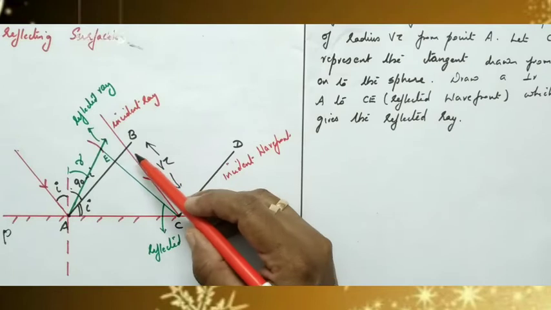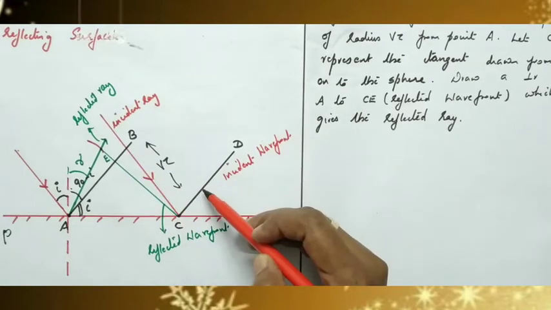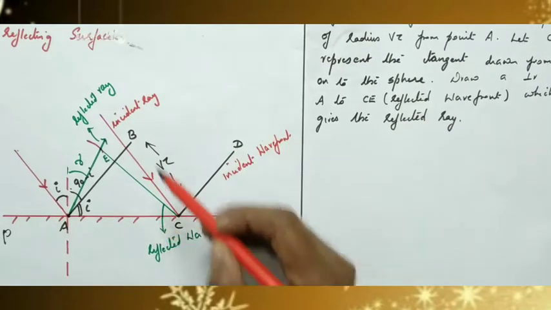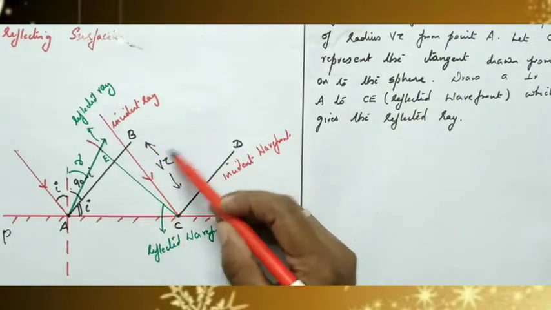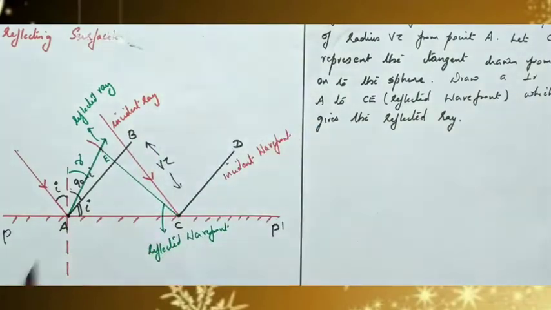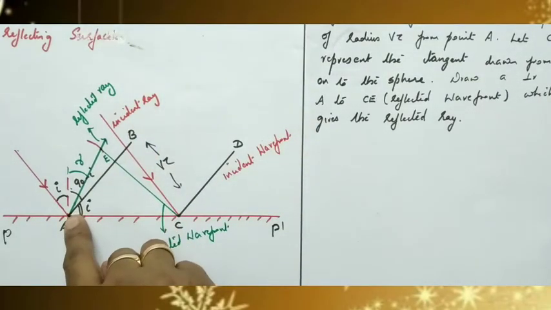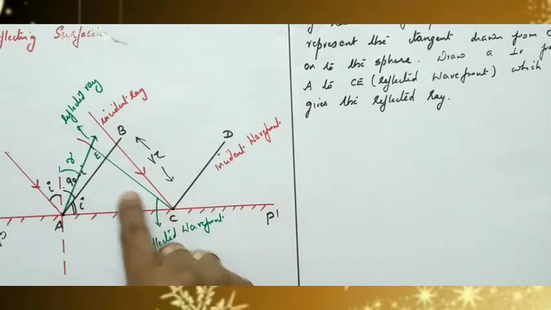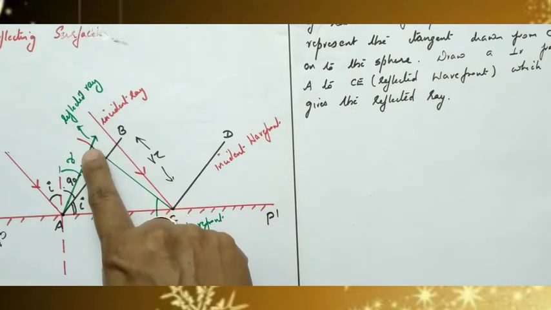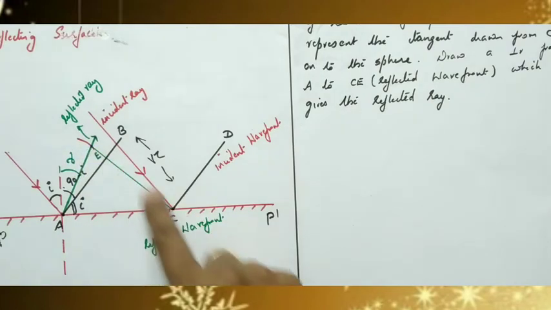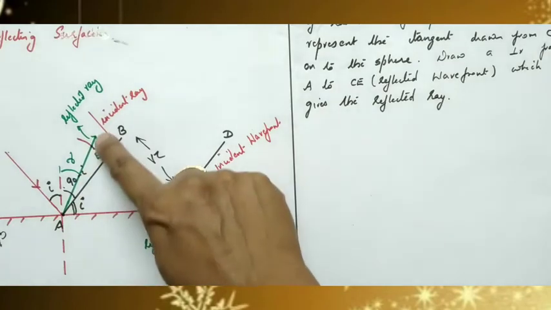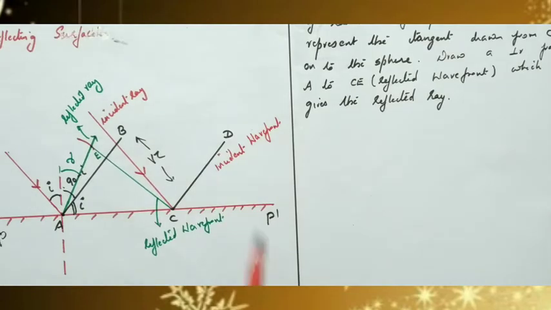Now let tau be the time taken for the wavefront to advance from one point to another, and v be the velocity of light in the medium. So what is the distance from one wavefront to another? Let it be vτ. Taking this vτ as radius, draw a sphere from the point A. Now draw a tangent from C onto the sphere. It meets at the point E. So what is this EC called? That is called the reflected wavefront. Now AE, drawn perpendicular to the reflected wavefront, is called the reflected ray, and this represents the angle of reflection.